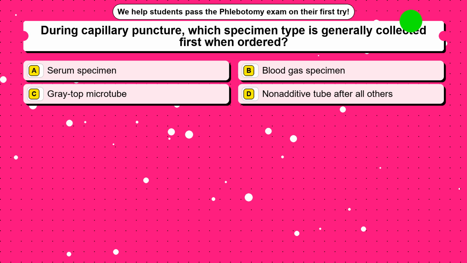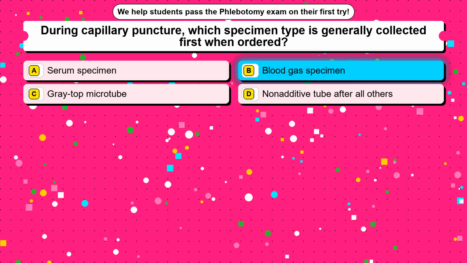Question 54. During capillary puncture, which specimen type is generally collected first when ordered? Option A, serum specimen. Option B, blood gas specimen. Option C, gray top microtube. Option D, non-additive tube after all others. The correct answer is option B, blood gas specimen.